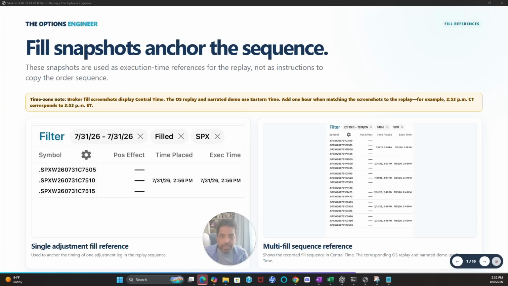These screenshots are execution references, not trade instructions, while the replay and my narration use Eastern time. The broker times therefore appear 1 hour earlier. The screenshots help reconcile actual fills with the model state. Some fills may appear separately because overlapping strikes can create broker order conflicts. That is an execution detail, not a separate strategy.